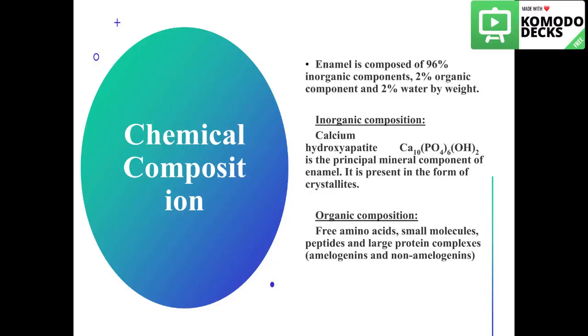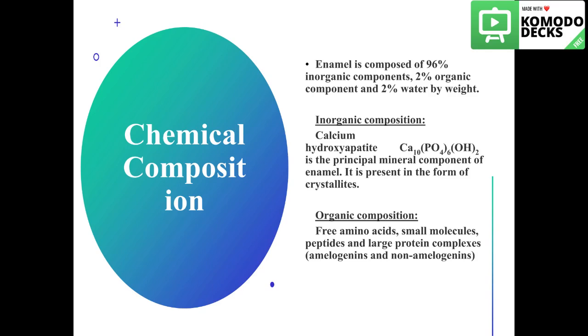The chemical composition of enamel. Enamel is composed of 96% inorganic material, 2% organic material, and 2% water by weight. The inorganic composition is the same in all the hard tissues of the tooth. It's calcium hydroxyapatite. The difference is in the size of the crystal and how they form or bind to each other, and also to the calcium and other minerals composition inside the crystal.